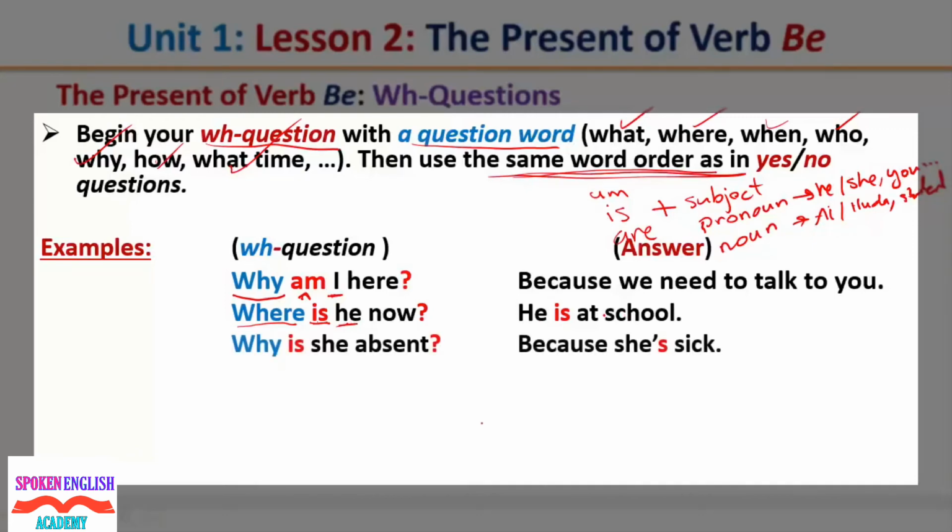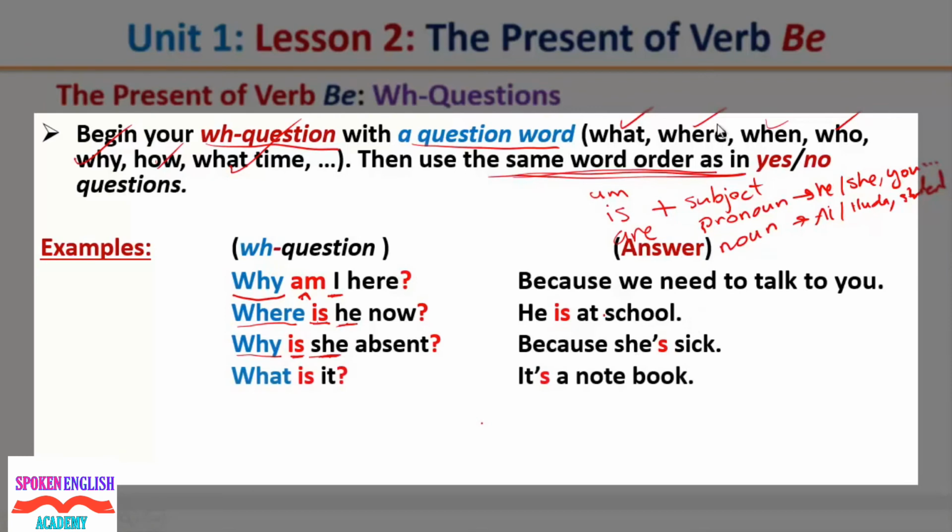Another example. Why is she absent? Because she's sick. Again, we start the question with a question word, why, verb is, a pronoun or a subject, she. Why is she absent? Because she is sick.